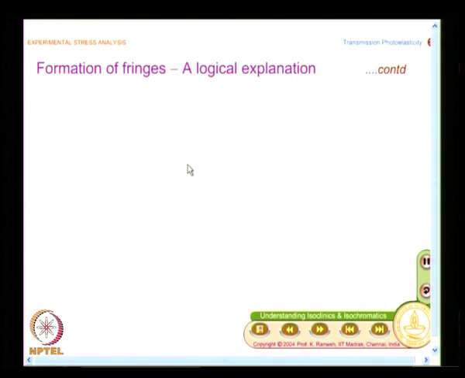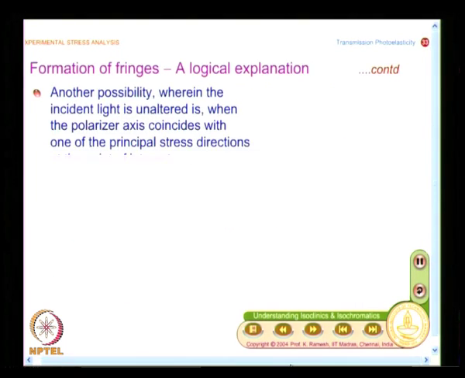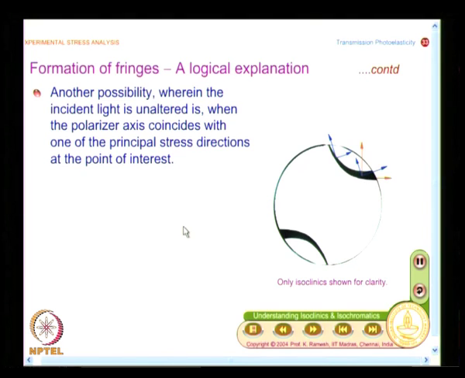And what is the other possibility? We have seen one possibility, we have to look at the other possibility. For clarity, I have shown one representative isoclinic, and what you need to understand here is, I can have multiple branches. I can have one isoclinic here, another isoclinic here. I may also have in some situations a small curve here. So, what is important here is when the polarizer axis coincides with one of the principal stress directions at the point of interest.